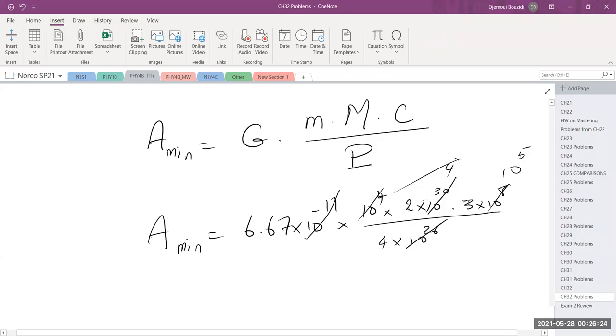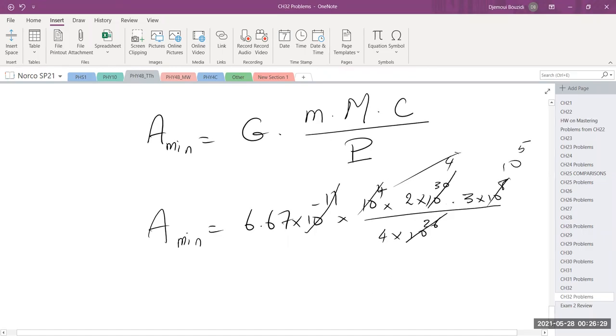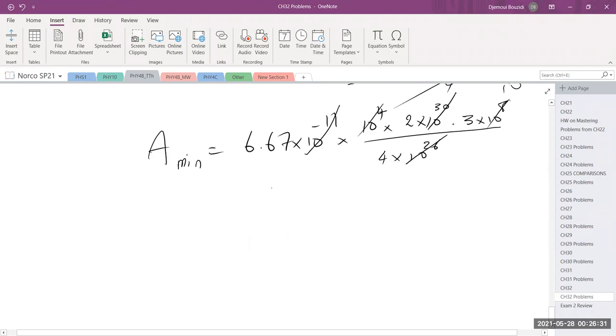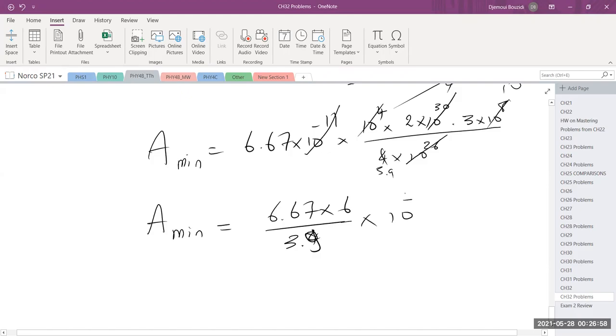I have 2 times 3, which is 6, times 6.67 divided by 4. So the numbers at the end are 6 times 6.67. Let's make this one 3.9 back again to hopefully get a better answer, because that's the only approximation we really need to use. We could simplify the 2 and the 4 and make this one easy, but that's fine. We can leave it. 6.67 times 6 divided by 4. And the whole thing again, 3.9. And the whole thing again is times 10 to the positive 5 square meters.